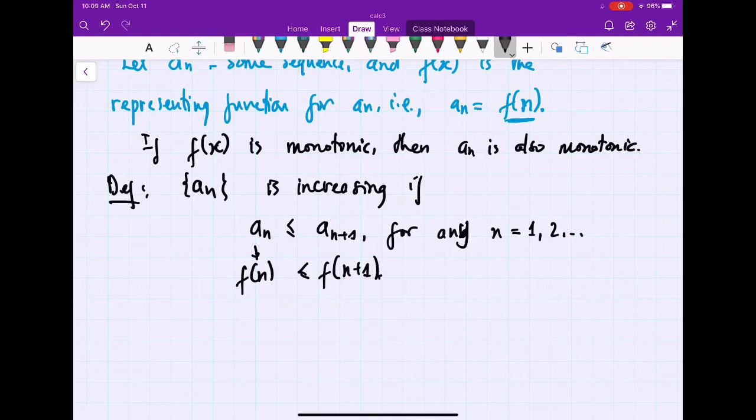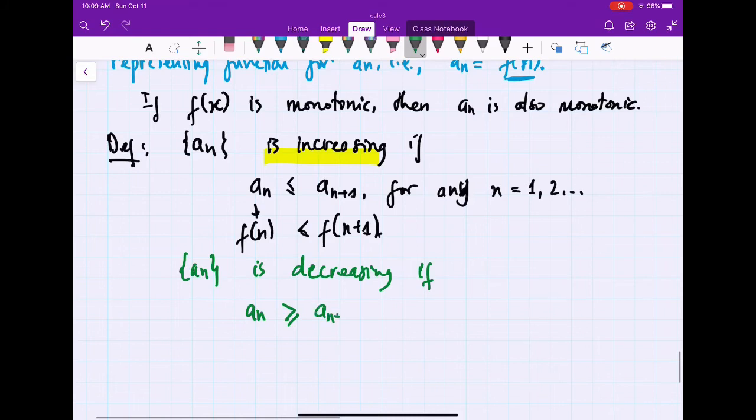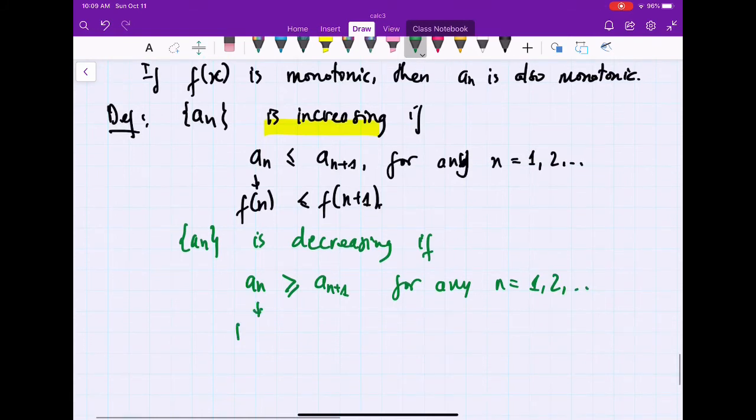And a_n is decreasing if we have the other direction of inequality, a_n greater than or equal to a_{n+1}, for any n equal to 1, 2, and so on. So that means the function f of n is greater than or equal to f of n plus 1. This function is decreasing, right? I mean, in terms of n. Does that make sense? That means when you increase the index n, the value a_{n+1} is just smaller or equal to the value of the previous a_n.